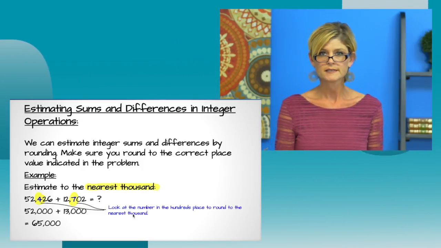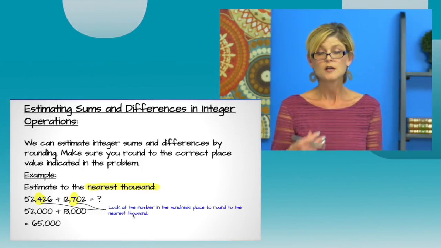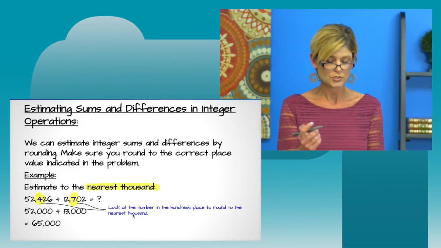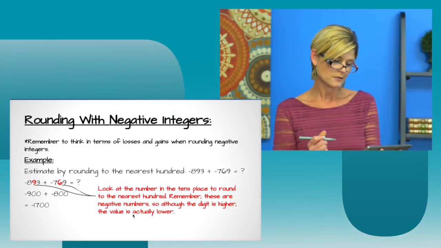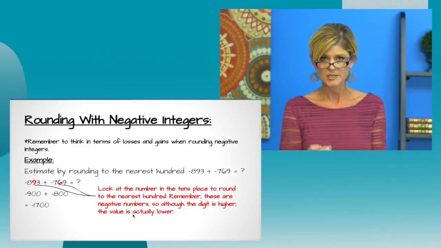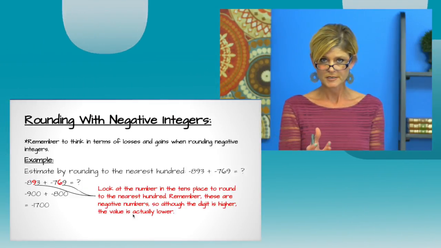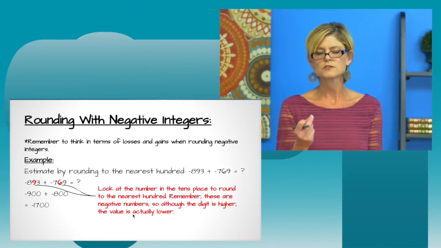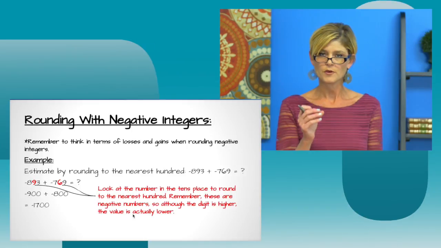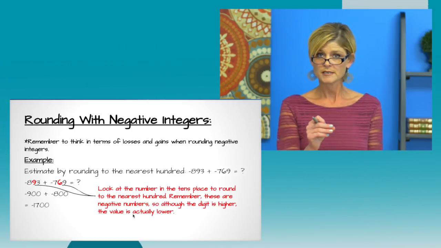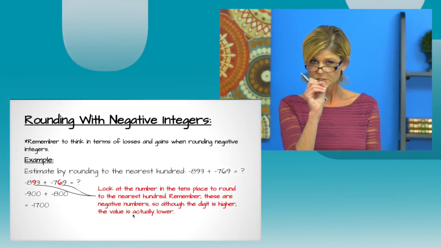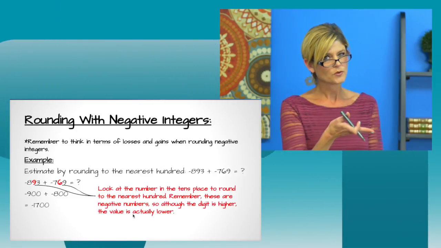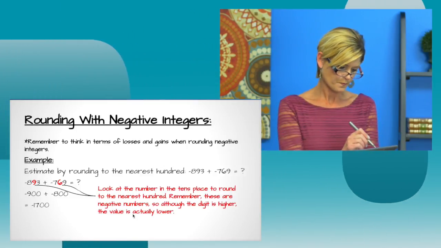Now, probably none of this is really new information for you, but it's a really good idea to review it, especially when we move into our next slide, rounding with negative integers. Now, the process of rounding with negative integers is exactly the same as rounding with positive integers. It's just really important to remember that when you round up in negative integers, although the digits are higher, the value is actually less.